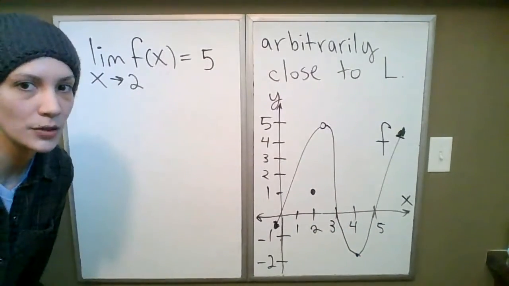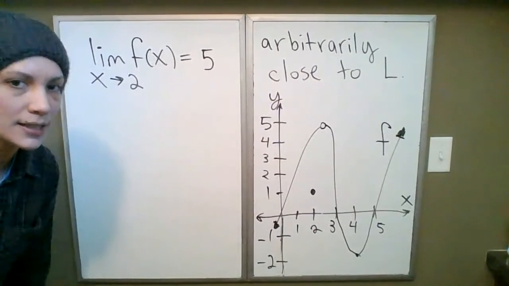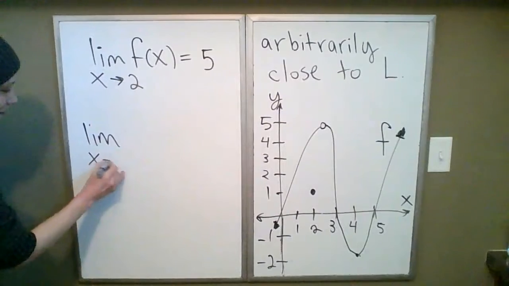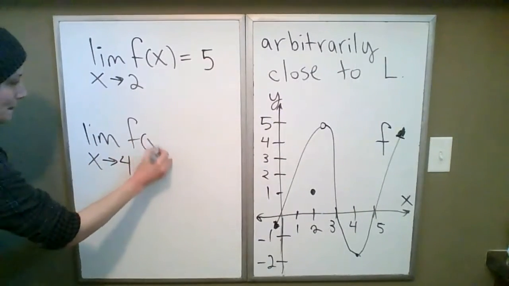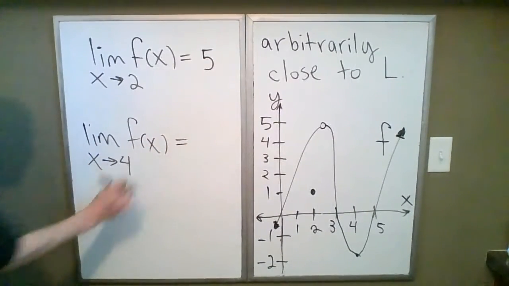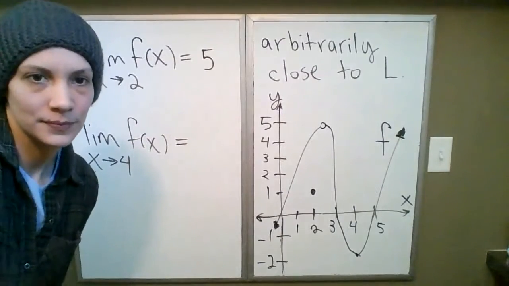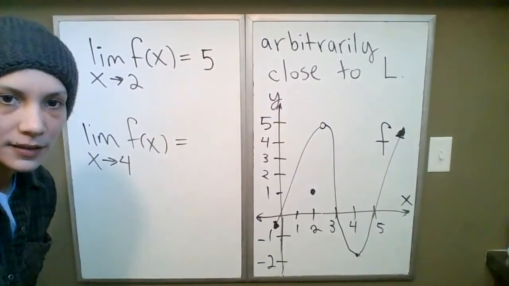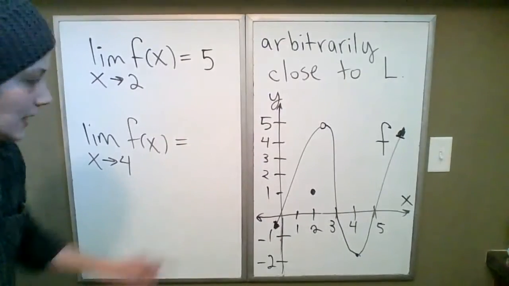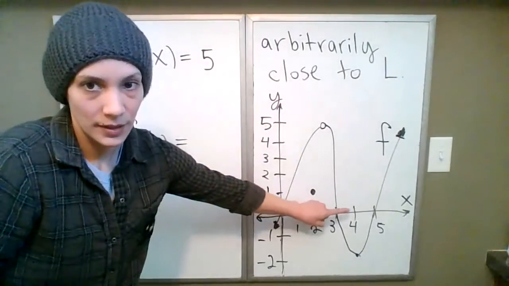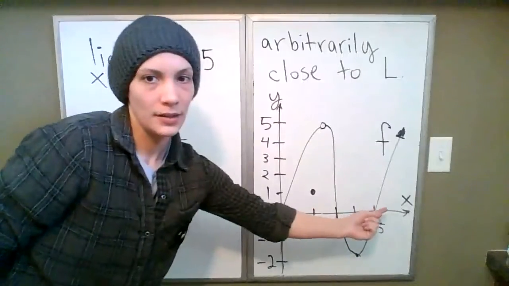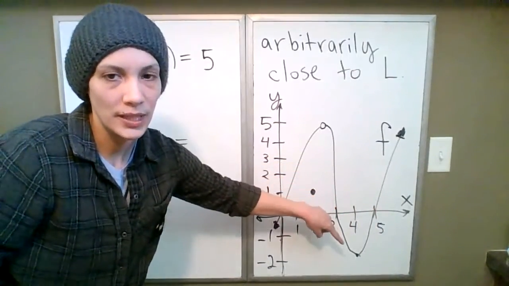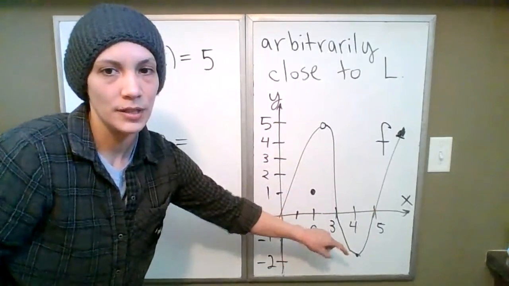Let's do the limit as x goes to 4 of f of x. Someone take a guess. Okay, the same. x is going towards 4. On the left side and on the right side, your function values, or your outputs, are going to get closer and closer to -2. Negative. Yeah.